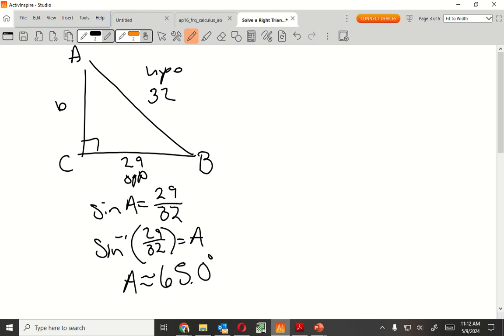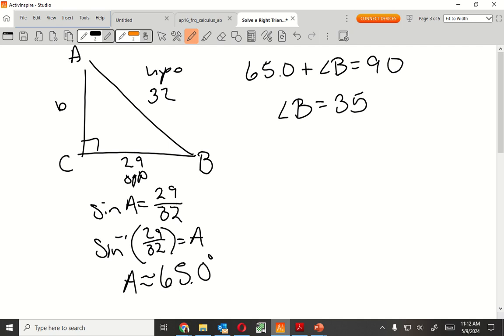Now if I do the cofunction of this one, the cofunction would be 65.0 plus angle B equals 90. So angle B is going to be 25. There you go. 25.0.